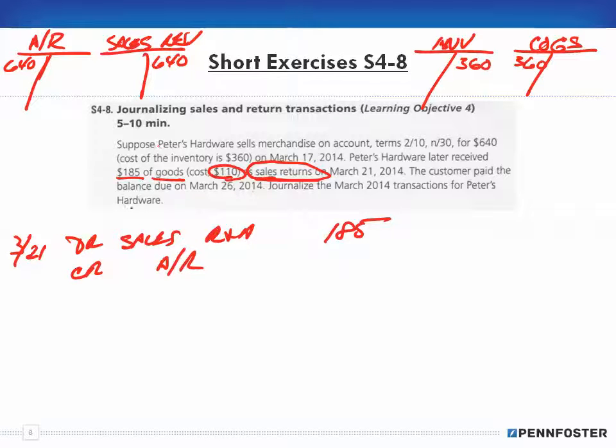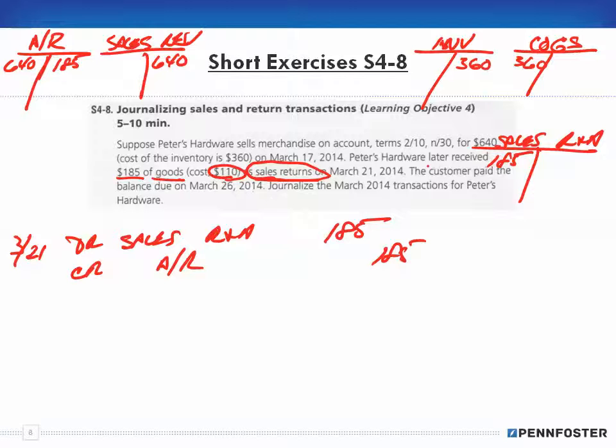Why? Because they don't owe us the $185. They don't owe us a full $640. They owe us $640 less the $185 that they returned. So I credit my accounts receivable for $185, and now I have to create another T account, sales return and allowance, and that has a debit of $185 in it.